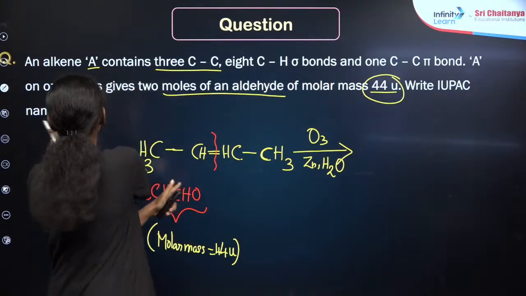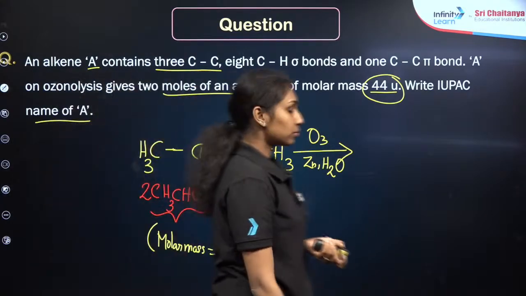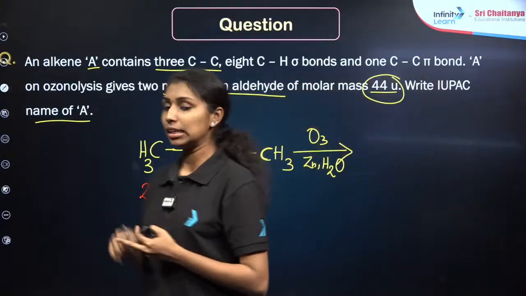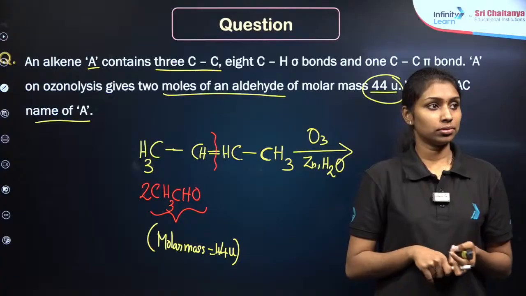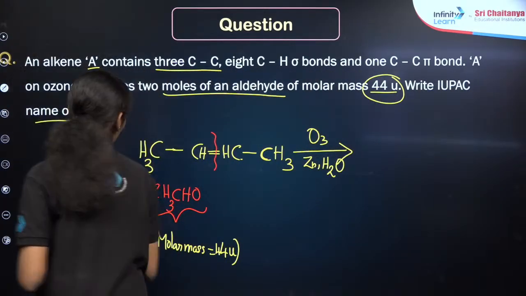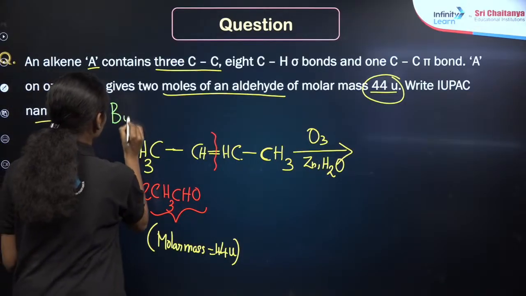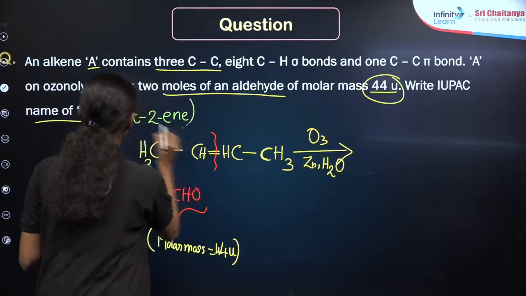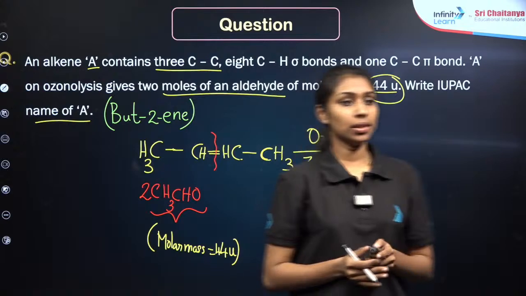You need to identify the IUPAC name. What will be the IUPAC name of this particular alkene? It is a 4 carbon compound. What is the position of the double bond here? 2, right? So the IUPAC name of this particular compound is but-2-ene. Is that clear?